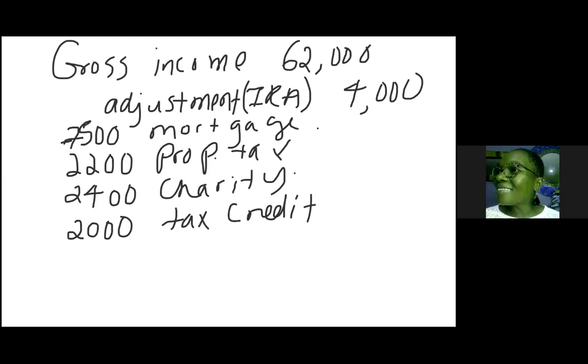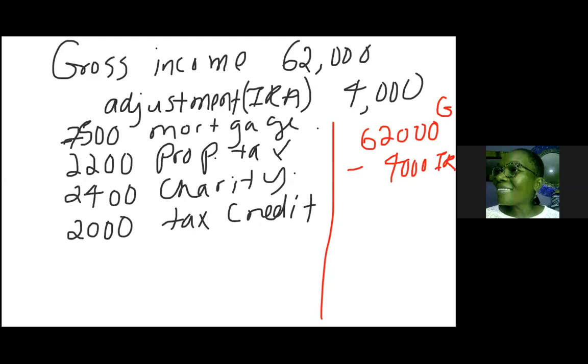All right, guys, so you ready? So here's how we're gonna do it, guys. We're gonna start off with the total gross, 62,000. That's the gross, okay? Now we're gonna subtract the IRA. That's the IRA, the adjustment. You guys with me so far?